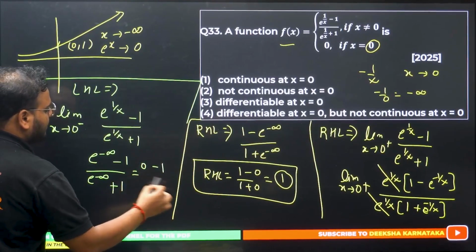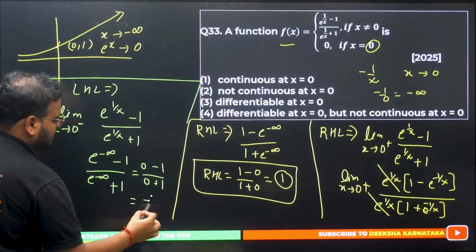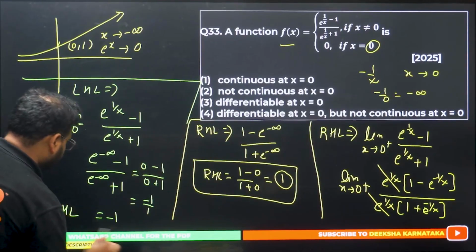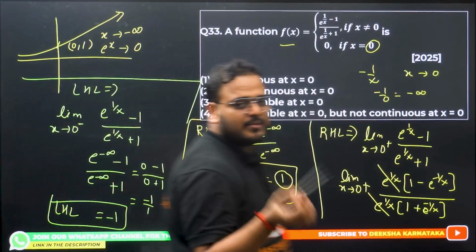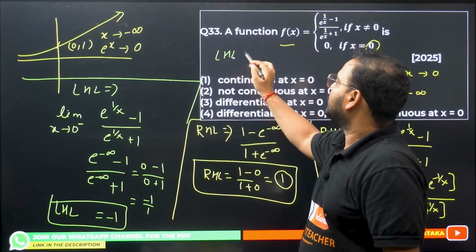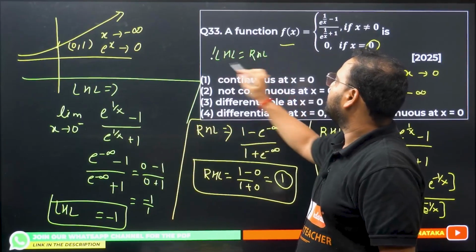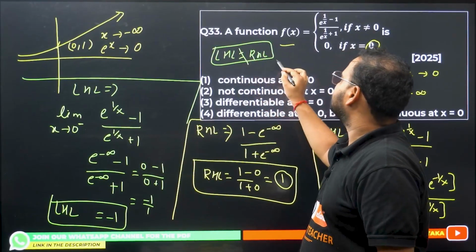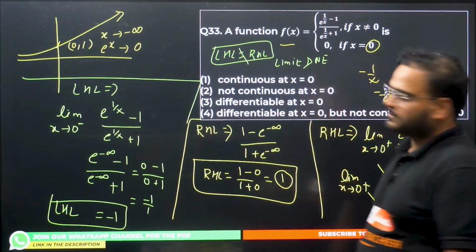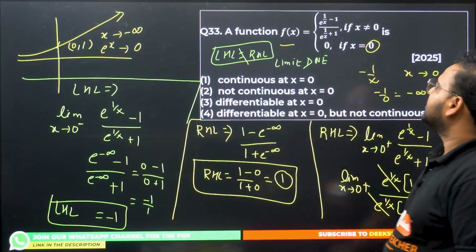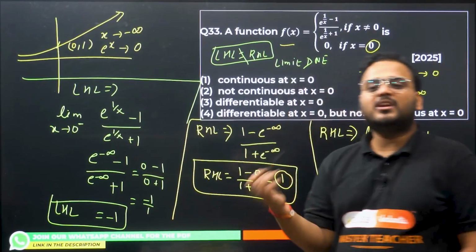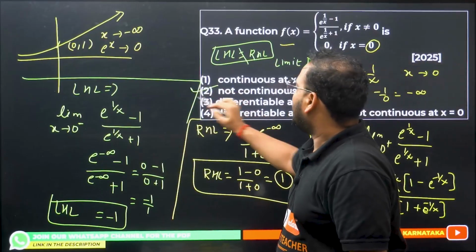I get the answer as 0 minus 1 upon 0 plus 1, nothing but minus 1 upon 1. What is the answer? Simply minus 1. This is what? LHL. So my LHL is coming as minus 1, RHL is coming as 1. So LHL is not equal to RHL. It means limit does not exist. Your answer is not continuous. What it means? Means non-differentiable. Answer is option number 2.